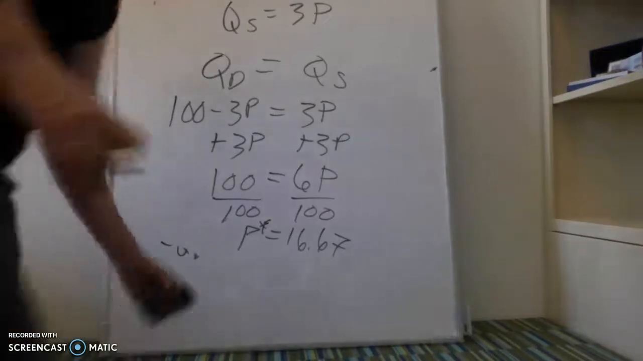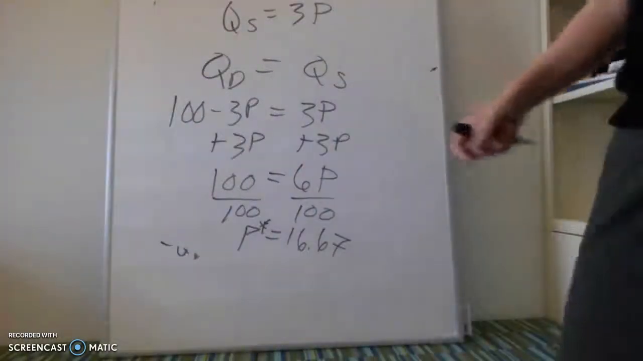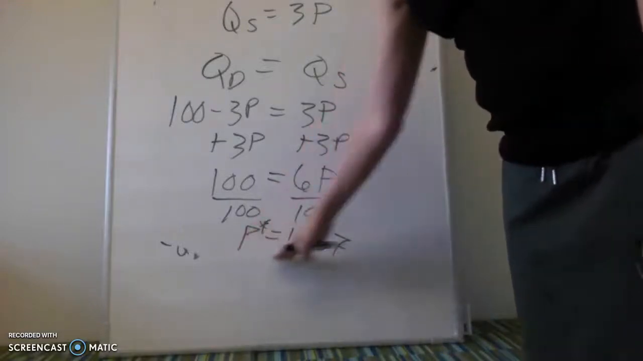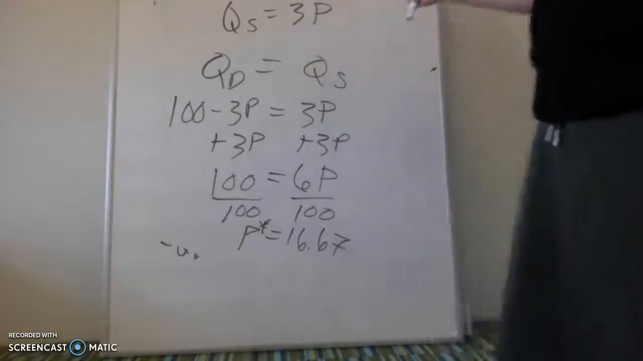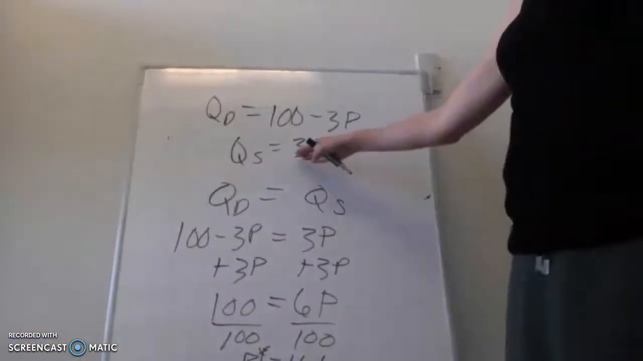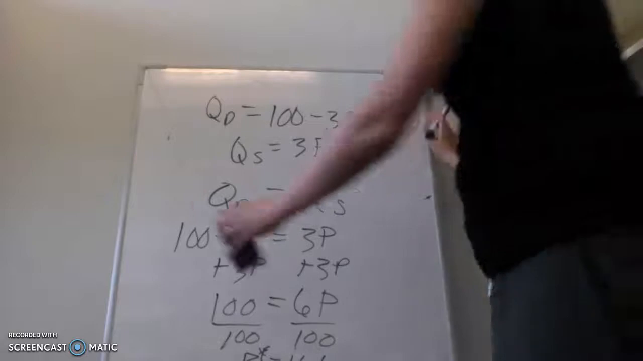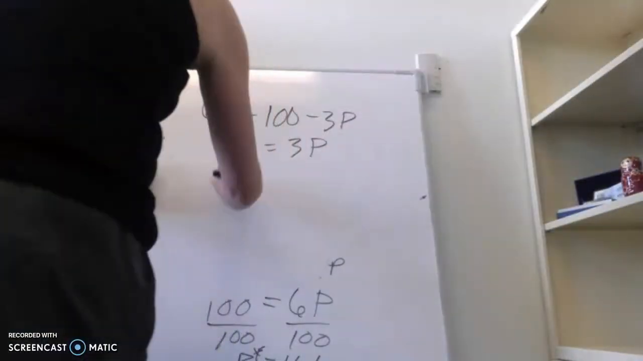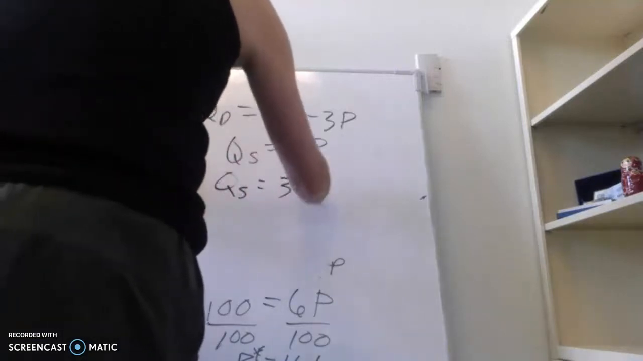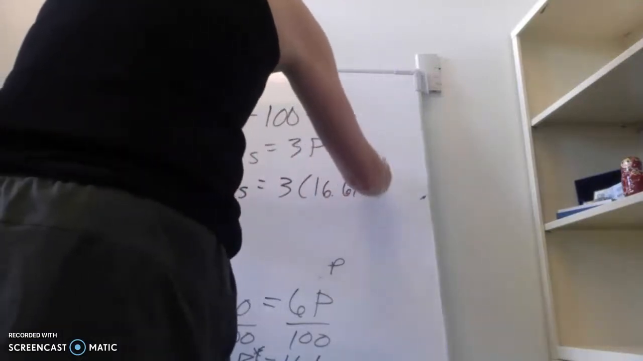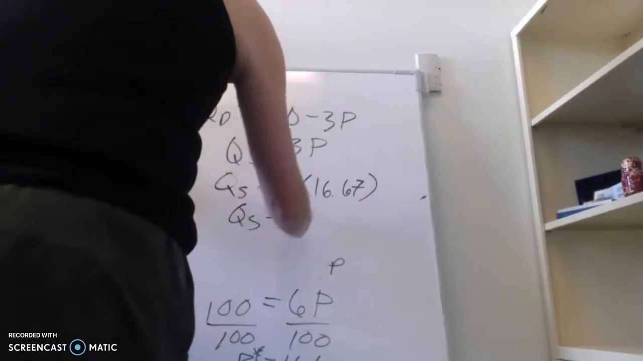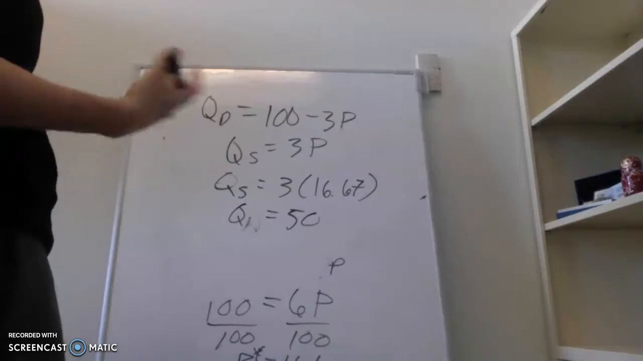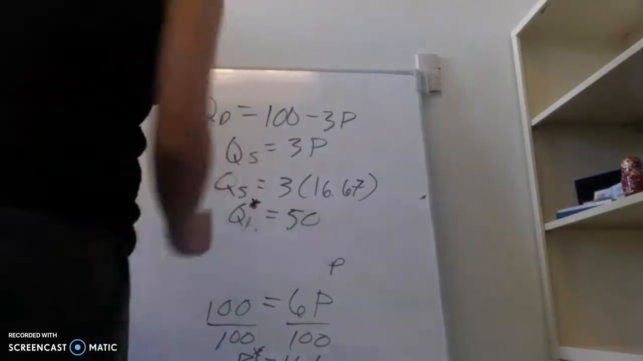So now we are faced with the challenge of figuring out the quantity. So what we're going to do is just put this price in. We know that's the price at equilibrium. We can actually put it into either one of these equations. This one seems easier to me, right? So I'm actually just going to put it in here. QS is equal to 3 times 16.67. QS is equal to 50, but it's not just QS, right? We know that QD equals QS at the equilibrium, so the quantity is going to be 50.